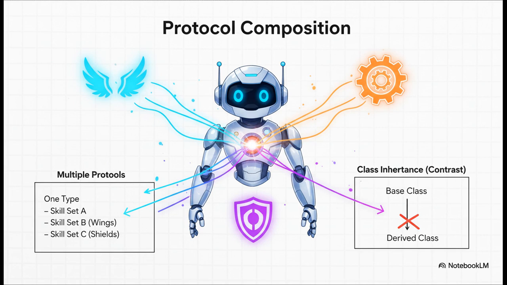And honestly, this is where things get really powerful and flexible, because unlike classes, a type can adopt multiple protocols. It can collect all these different skill sets. You're essentially getting a form of multiple inheritance, but it's focused only on behavior. You're not locked into that rigid class hierarchy at all.